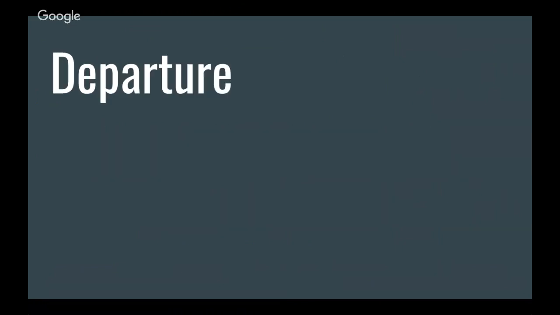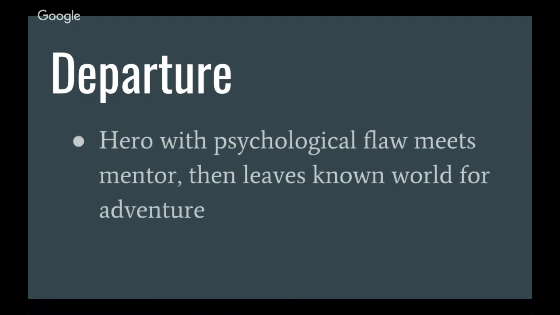So let's take a look at that. The departure, and again, I have other videos that talk about these in way more detail. This is just a high-level view. The departure starts out with the hero who has a psychological flaw. They meet a mentor, and then they leave their known world for an adventure. When they go on that adventure, they leave what they know, their mundane world, and they go towards what's called the unknown world, a place where the hero has never been before.